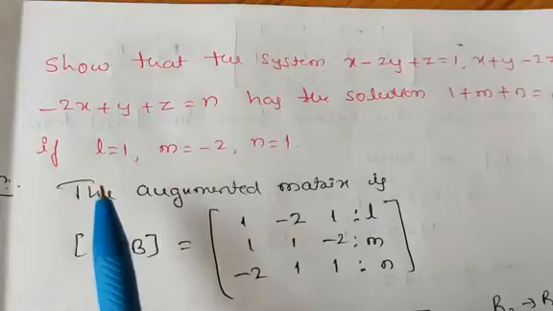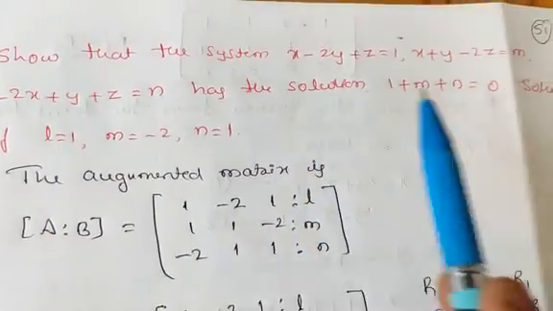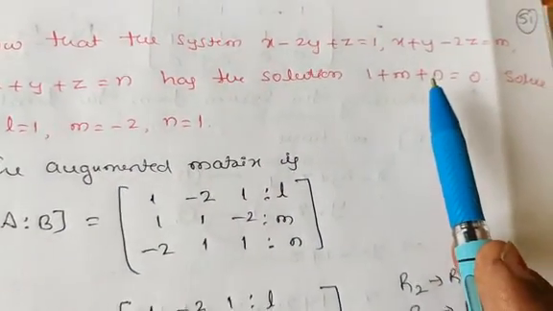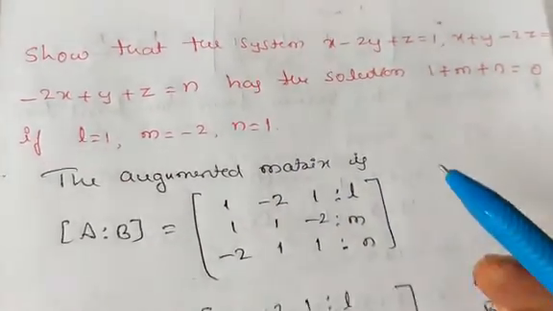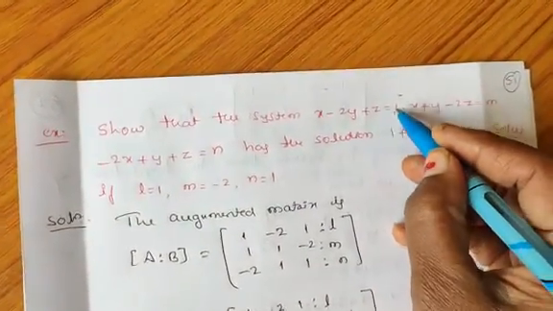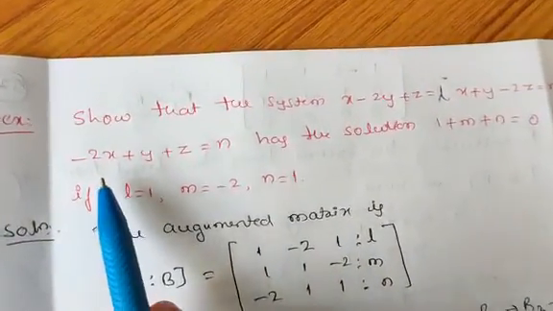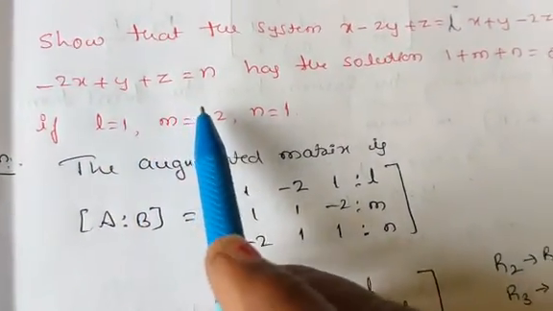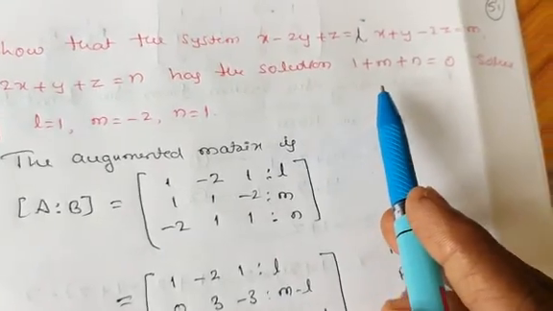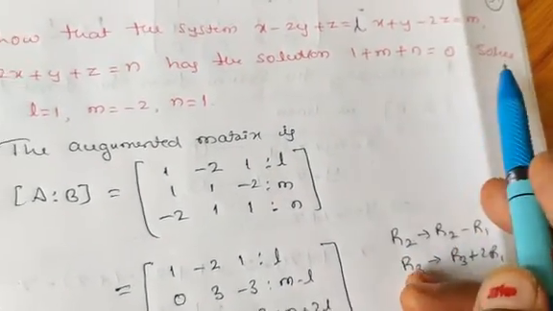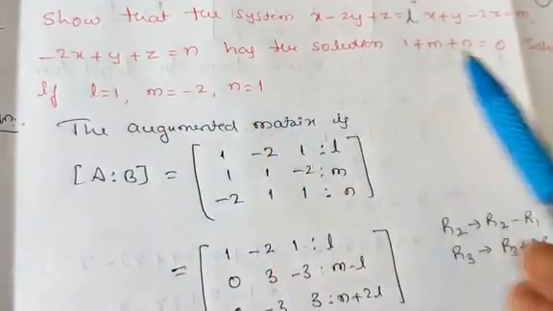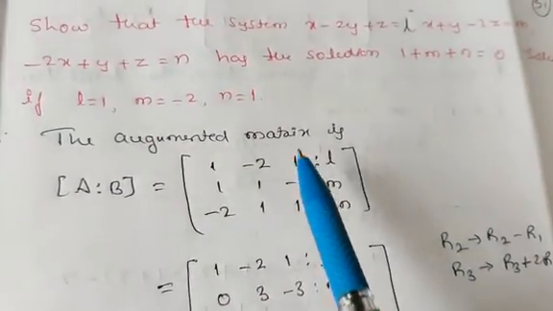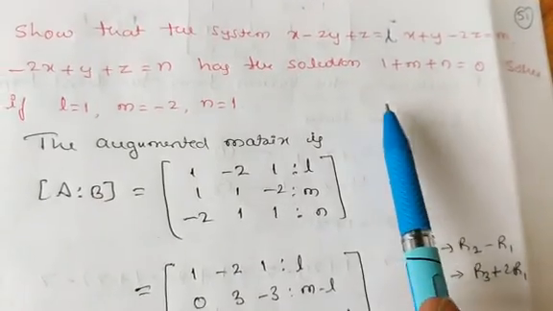Let us take one more example. Show that the system x minus 2y plus z equals l, x plus y minus 2z is equal to m, this one is l, then minus 2x plus y plus z is equal to n, has a solution only when l plus m plus n is equal to 0, and solve if l is equal to 1, m is equal to minus 2 and n is equal to 1. So you have to solve this example for this condition here.